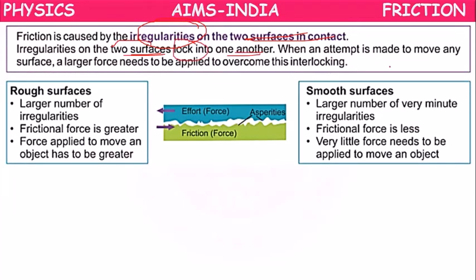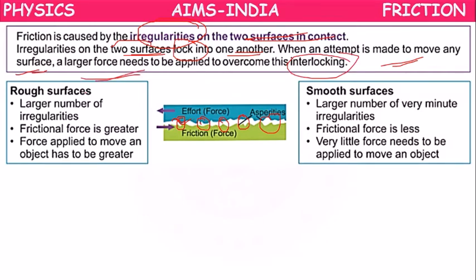When an attempt is made to move any surface, this downward curved part gets locked with this part. Two irregularities between the two surfaces will get locked. When we have to move them one over another, we have to overcome this interlocking between the surfaces. So that's why we have to apply the force.